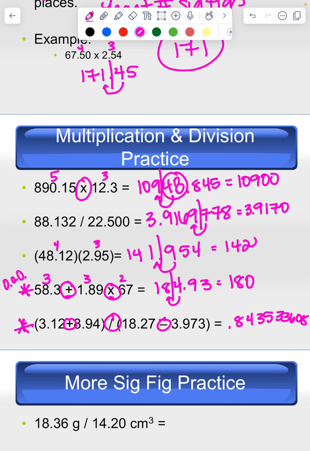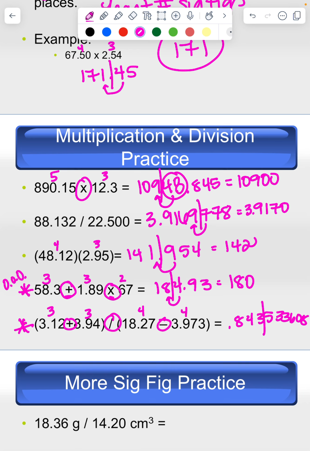So we have to add that 0 back there to act as a placeholder. And then last but not least, it's the same thing. We have addition, subtraction, and division. So we're going to use division rules. So we're looking at least number of sig figs. So we have 3 right here, 3 right here, 4, and 4. So we want 3 sig figs total.